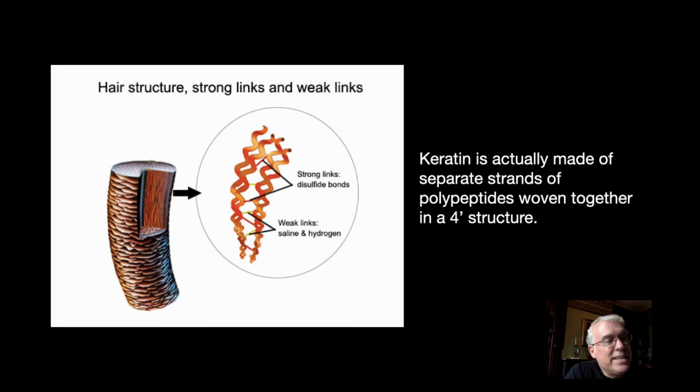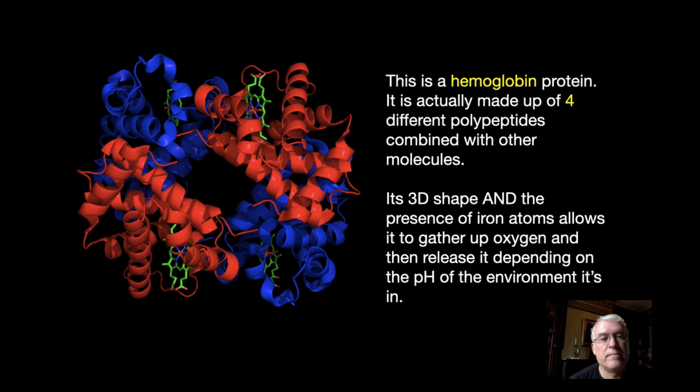So I need to stop. Don't want to go too far down that rabbit hole, but biology is cool, and keratin is a really cool molecule. Quaternary structure. Let's look at a different one. Keratin's pretty cool, but hemoglobin is fantastic. Look at this picture. That is just the coolest thing. I mean, you might want to print that and frame it and hang it on your wall.